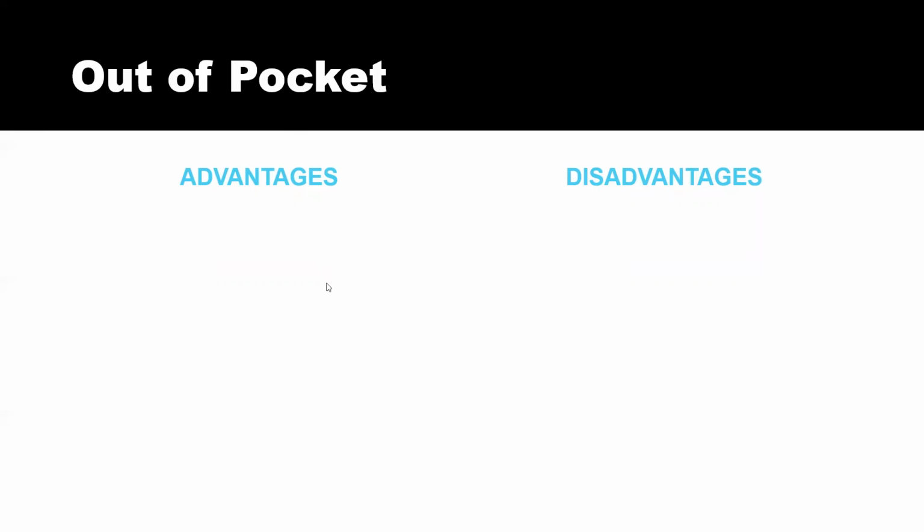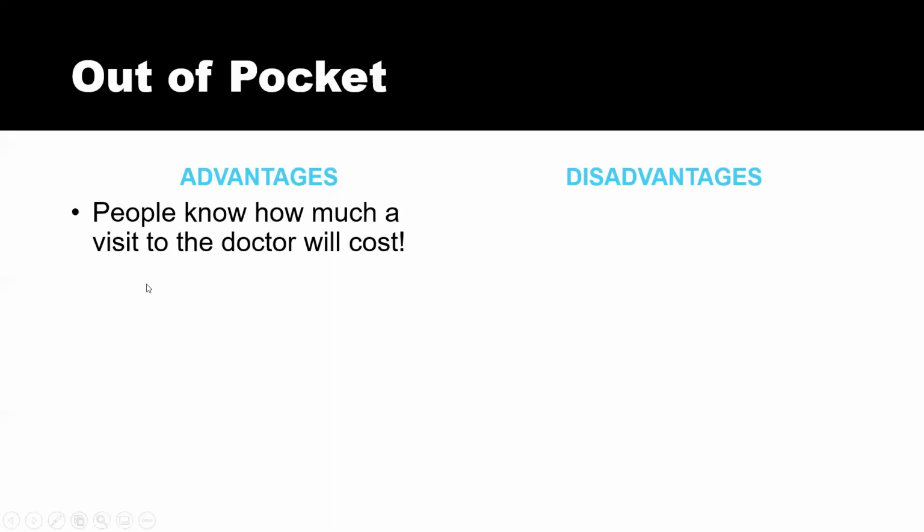All right, I hope you got at least one advantage and one disadvantage written down. So here are some that the textbook and I came up with. The advantages of the out-of-pocket system include, there we go, people will know how much a visit to the doctor will cost.